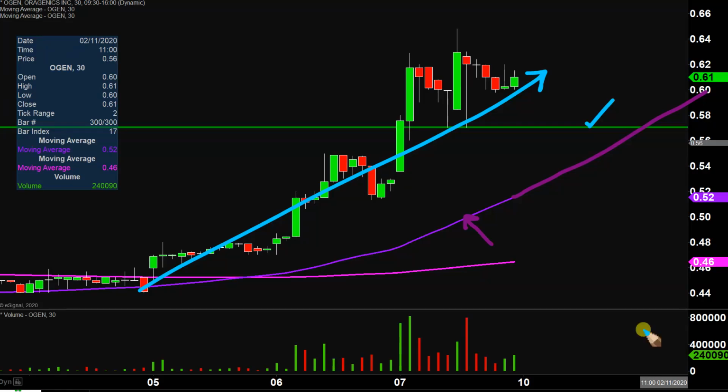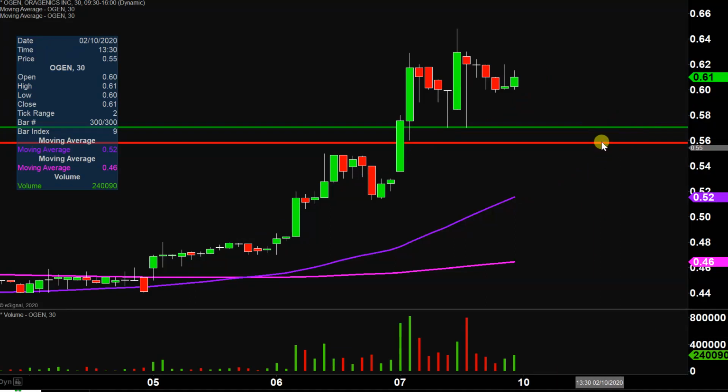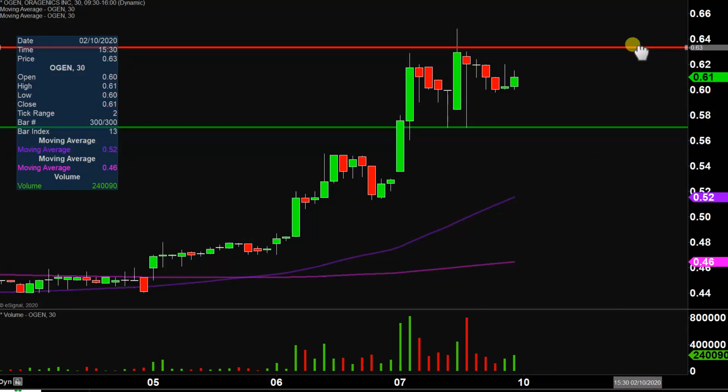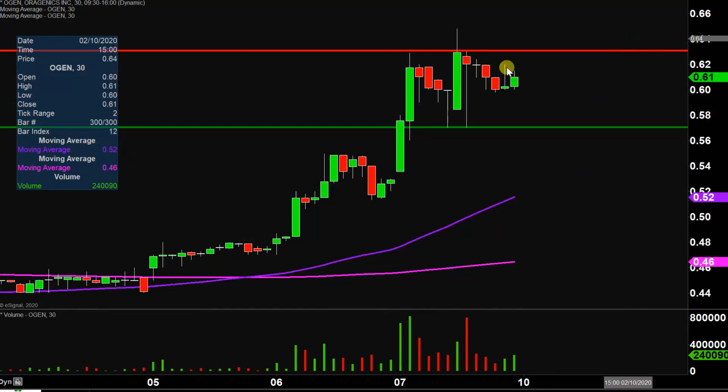What about areas of resistance moving forward? Nothing fancy or complicated here. The party stopped today right up there at the 63 cent mark. So 63 cents, public enemy number one going into next week.